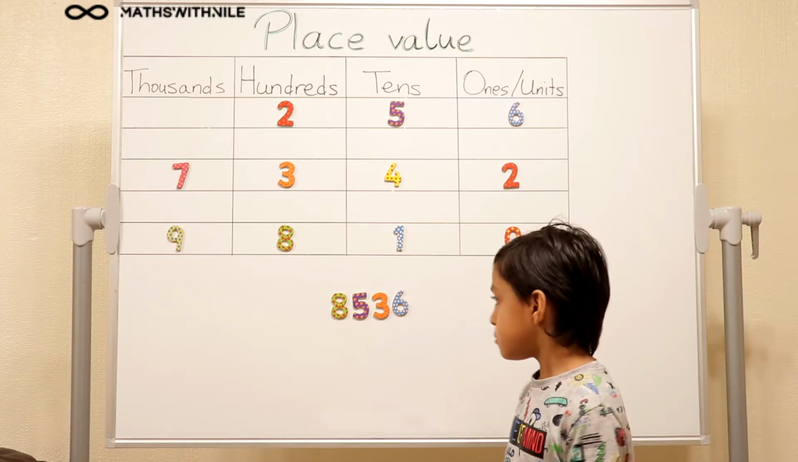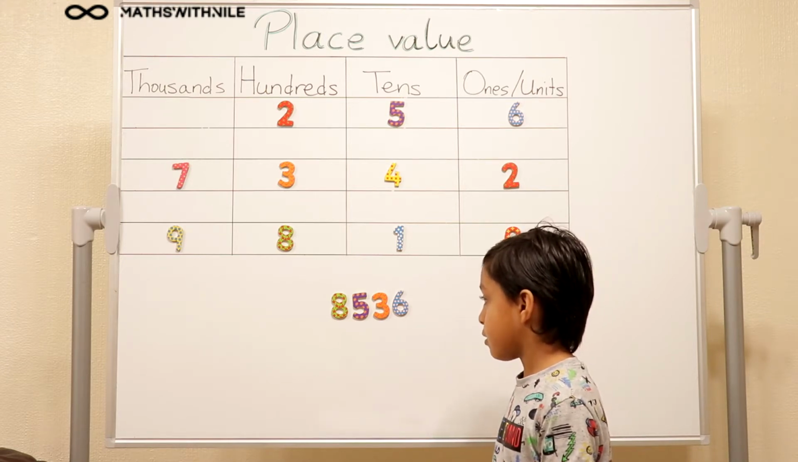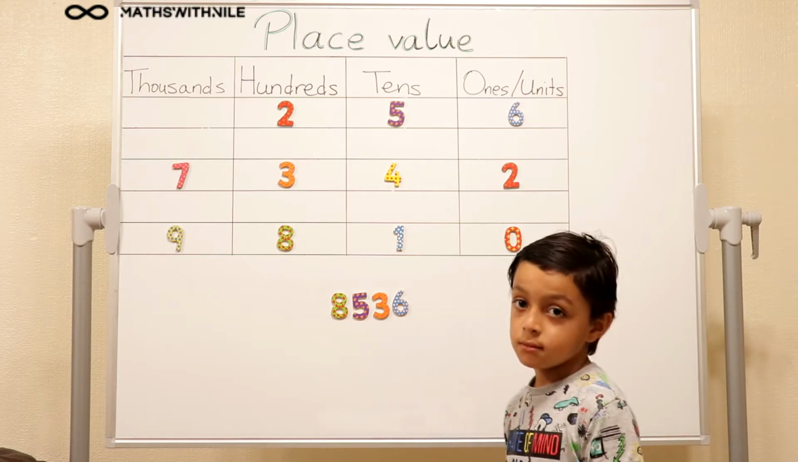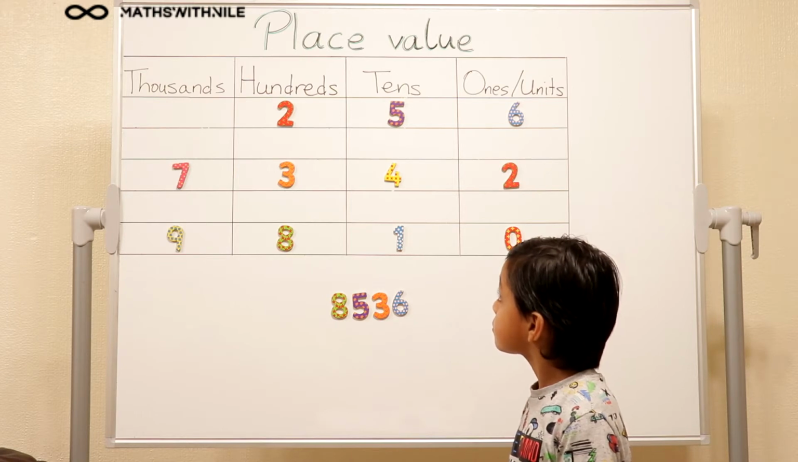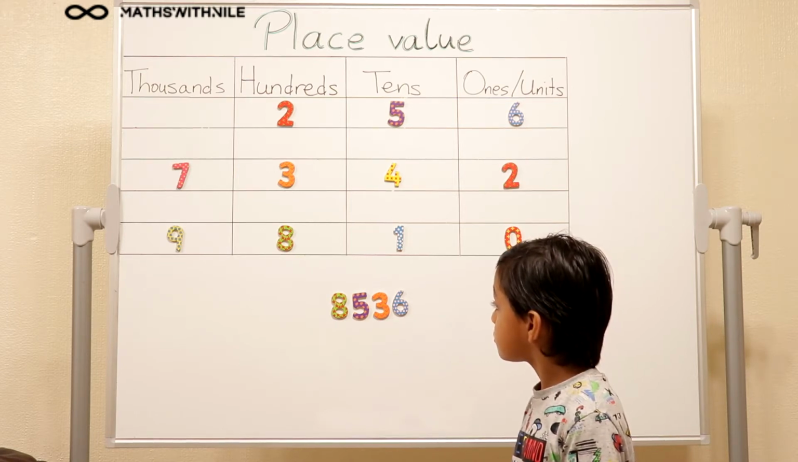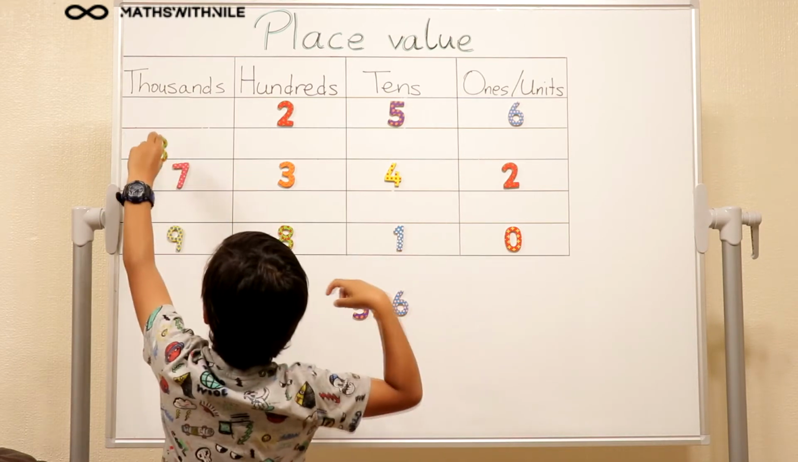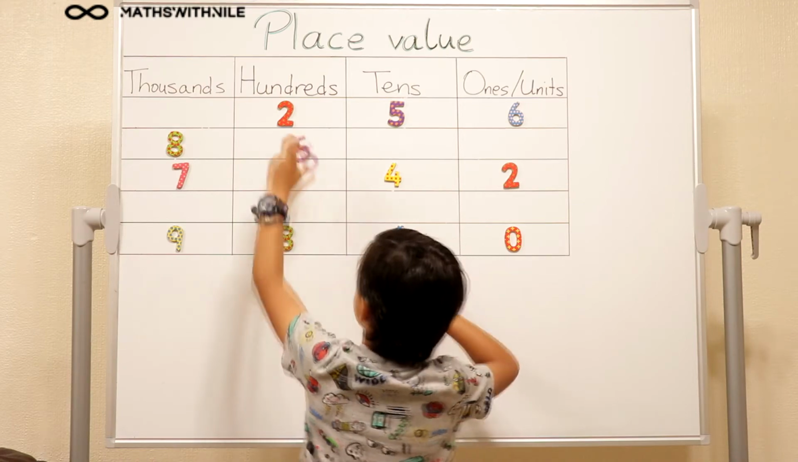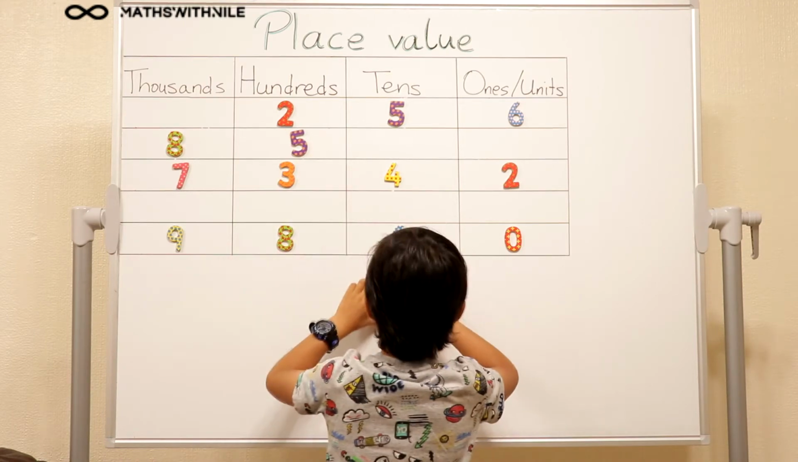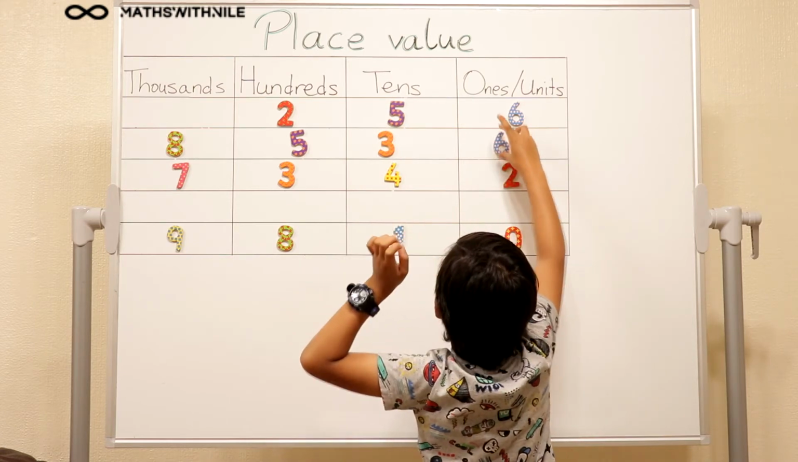What is that number? 8,536. Okay. How can you explain to someone looking at home how to figure out how to say that number using the table that we've done? So they could put this 8 here, and they could put this 5 here, and they could put this 3 here, and they could put this 6 here.